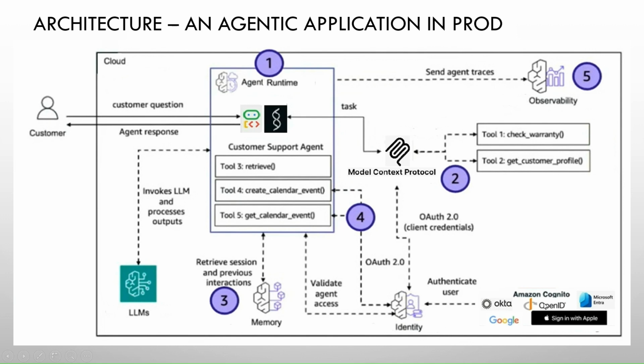And this can be done by using any OIDC provider. I have shown some of the common OIDC providers, like Okta, Sign in with Google, Sign in with Apple, Microsoft Entra and Amazon Cognito, etc. Various OIDC providers which you can use for your identity management. And then the fifth component, which is the topic of our discussion today, is observability, right?